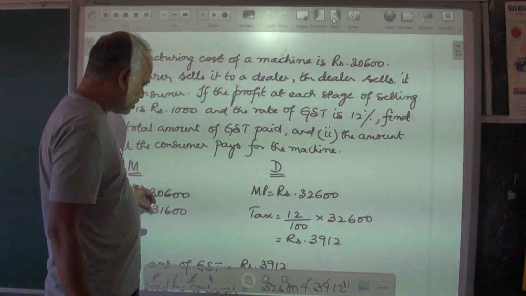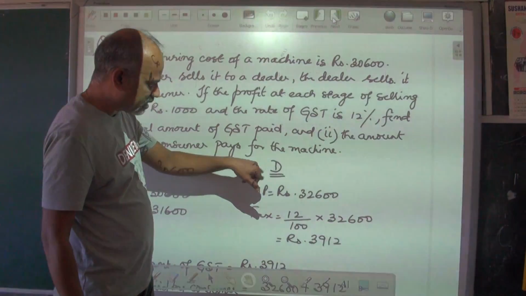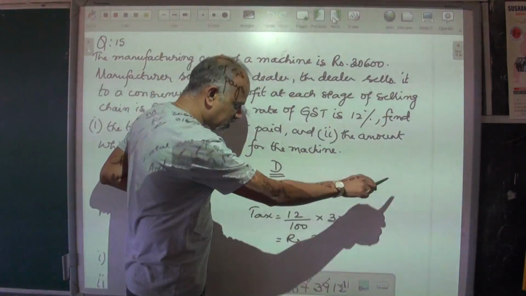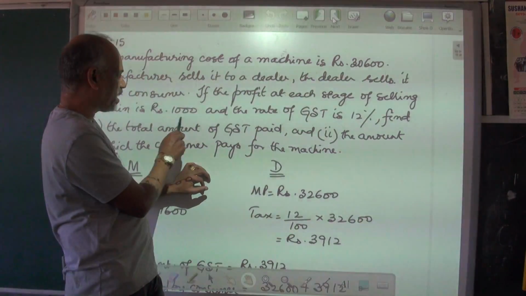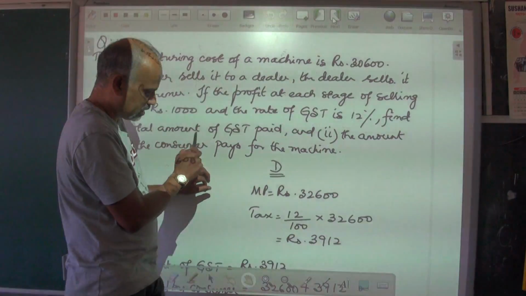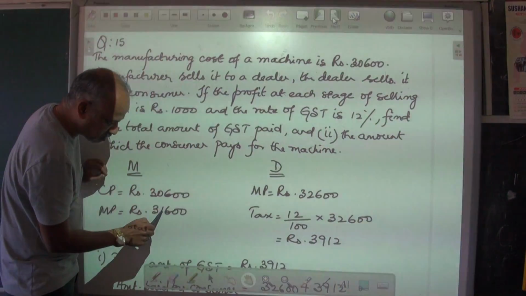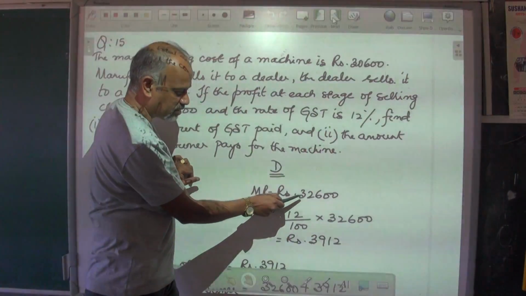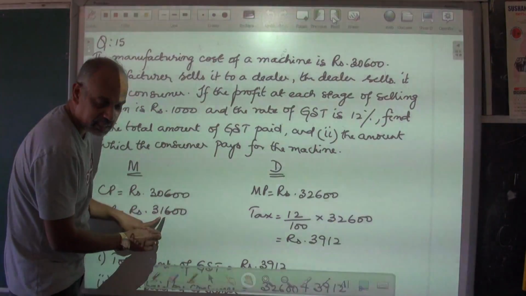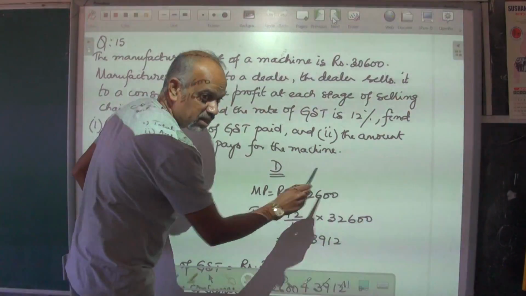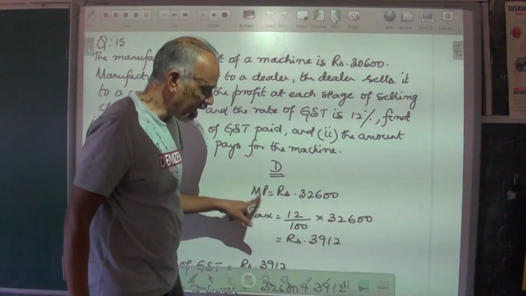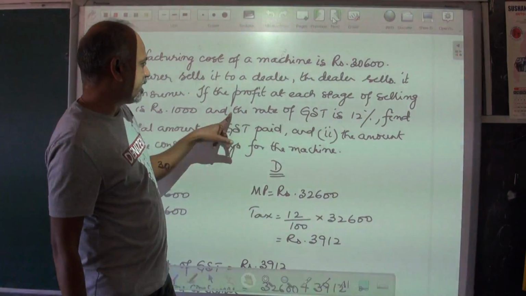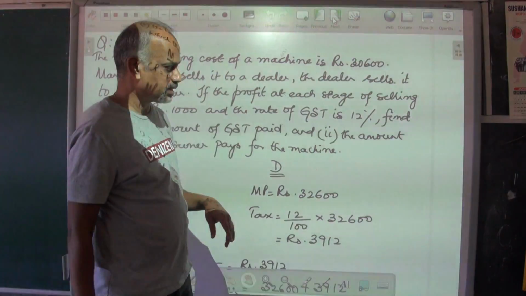Then the manufacturer sold it to the dealer. Now the dealer has to sell it to the consumer. When the dealer sells it to the consumer, again he increases the price by 1,000 more rupees. So he bought it for 31,600. Now when he is going to sell it to the consumer, he increases the price by 1,000 more. Add 1,000 to this, that gives you 32,600. This is the price at which he is going to sell it to the consumer. And the rate of GST is 12%.